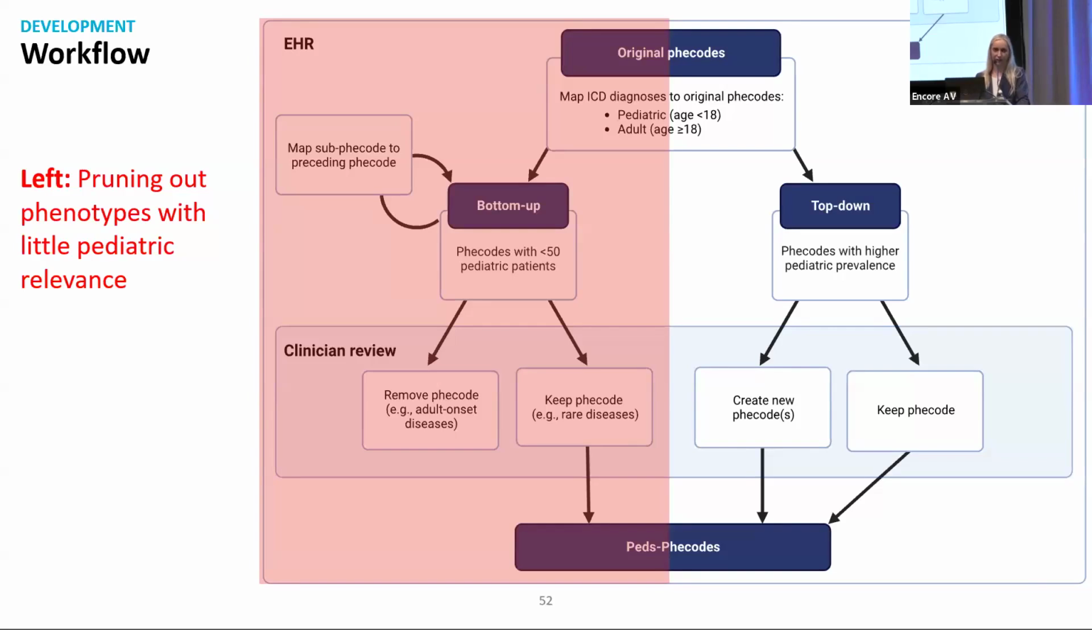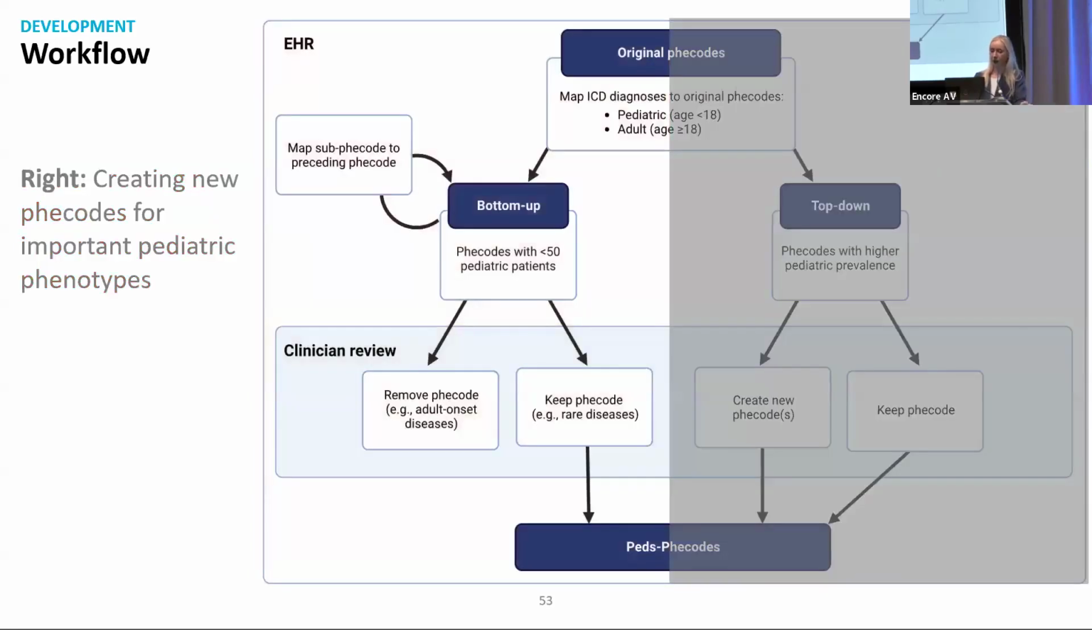should keep. And the idea here was that we didn't want to remove rare diseases that might just have low counts because they're infrequent in the population, but still affect pediatric patients. But just removing, again, those aging-associated chronic illnesses that are unlikely to affect pediatric populations.